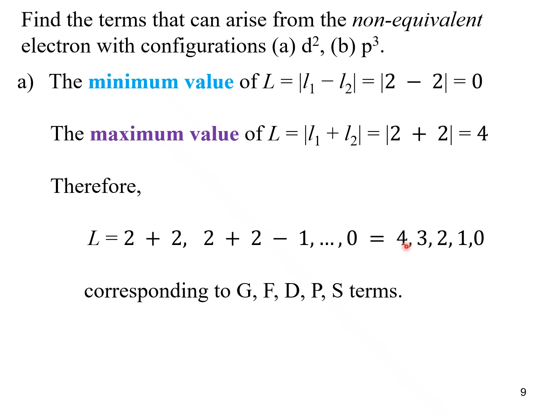For L equals 4, the state is G. When L equals 3, the state is F. When L equals 2, the state is represented by the D state. When L equals 1, it is represented by the P state, and L equals 0 is represented by the symbol S.